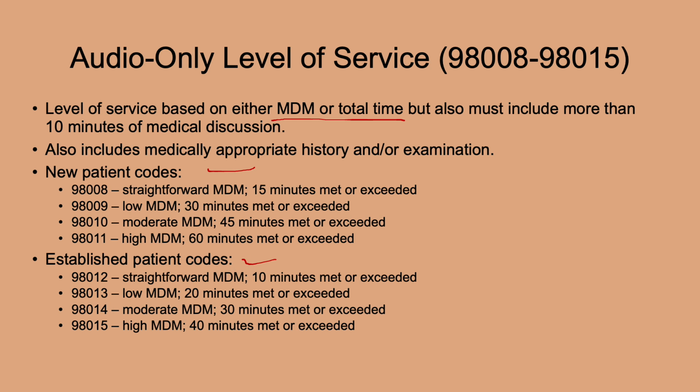98008 to 98011: straightforward, 15; low, 30; moderate, 45; high, 60. Established patients, 98012 to 98015: straightforward, 10; low, 20; moderate, 30; high, 40.